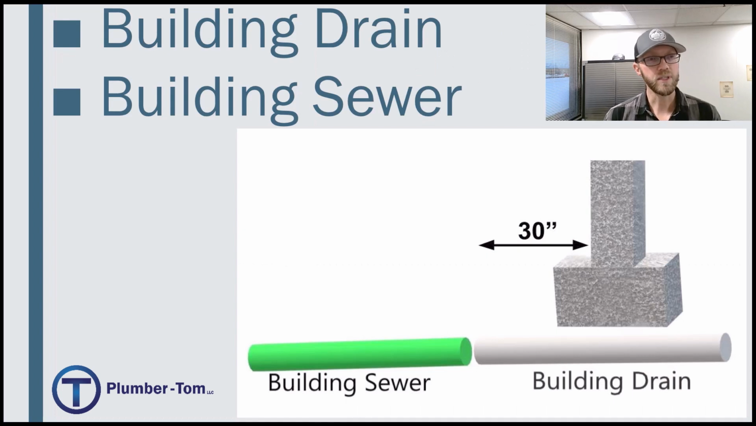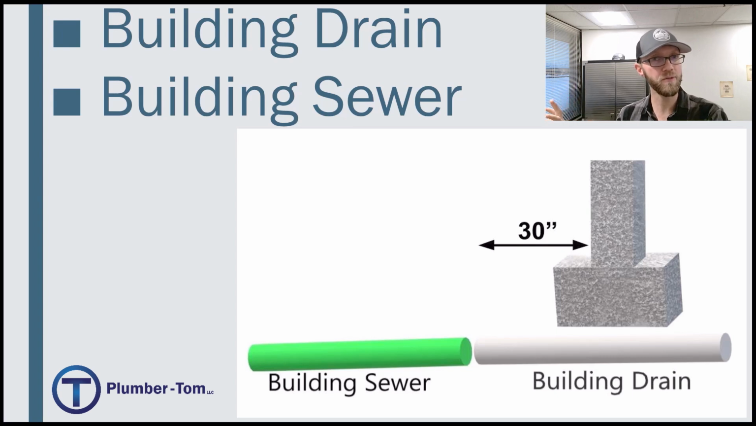Next we have the building drain and the building sewer. These two are easily confused. They kind of sound like the same thing, but they are specific pipes and they are different. So the building drain, if you read the definition, is the horizontal pipe at the bottom of the system below the building on the inside.